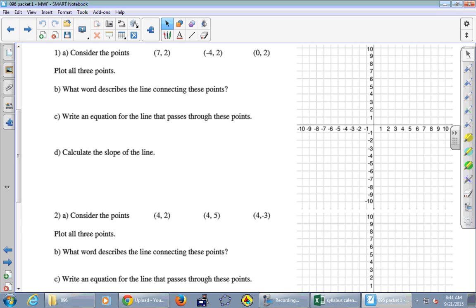Okay, here we go. Consider these points: (7, 2), (-4, 2), and (0, 2). First step is to plot all 3 points. Do that now, please.